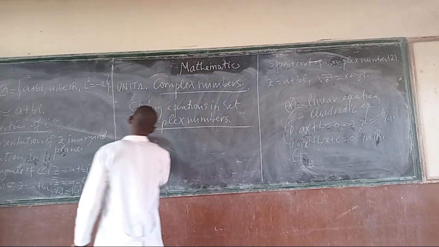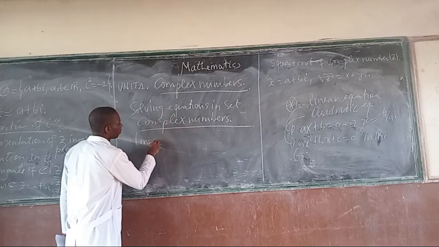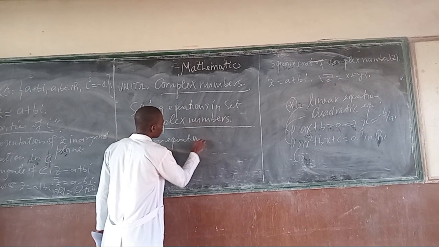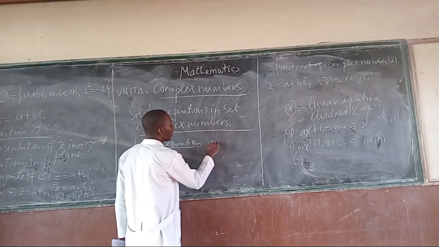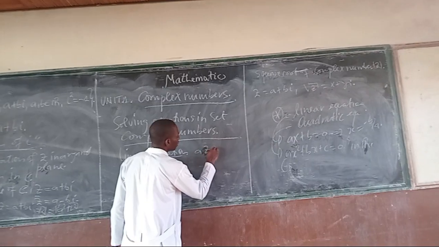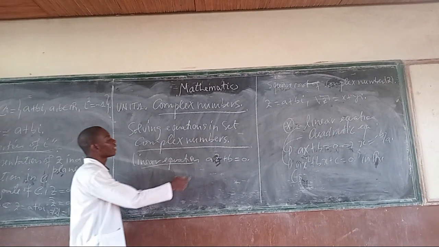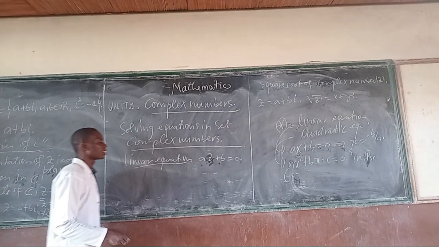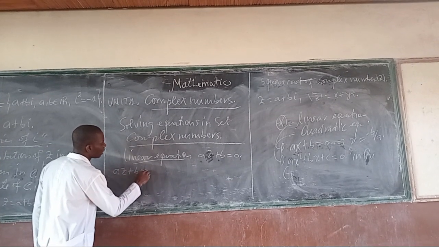Now, in the set of complex numbers, for example, we can see how to solve a linear equation. It is of the form az plus b equal to 0. In this case, we find the value of z that satisfies this expression to be equal to 0. What does this mean? Here it means that az plus b is equal to 0.